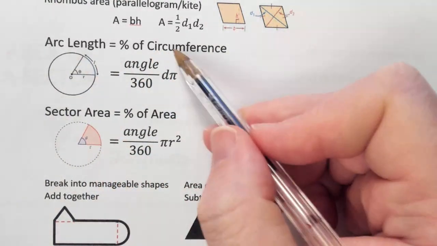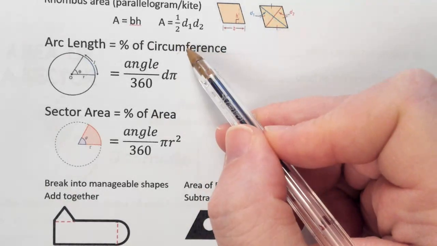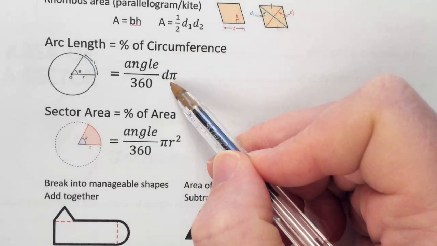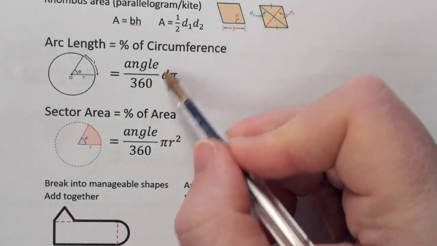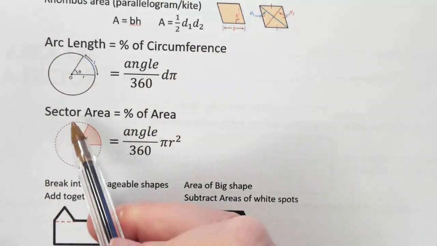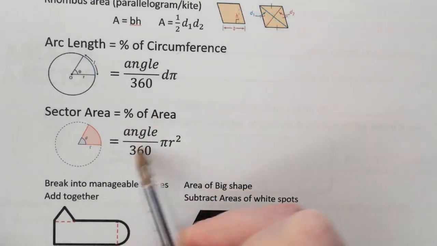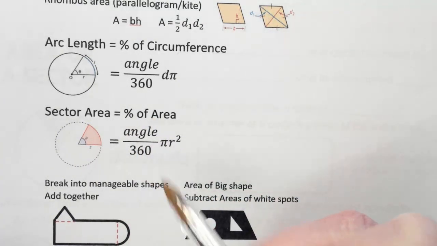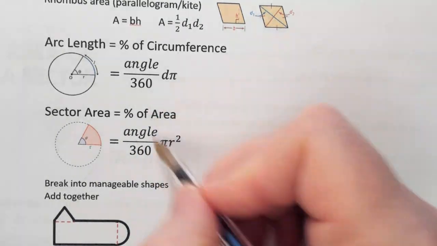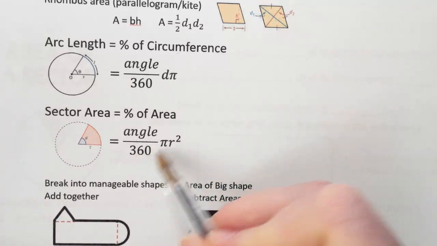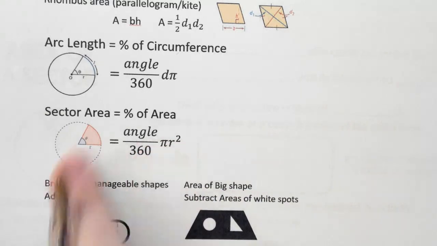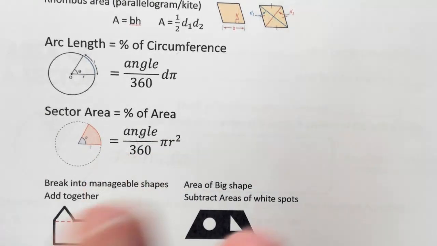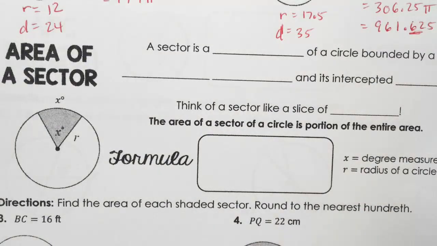Sometimes they will give you the actual circumference, and sometimes they'll only give you radius or diameter, and you just plug it in. Whatever the circumference is, you put that in there. And then sector area, same idea: percentage of the area, angle over 360, and then multiplied by pi r squared, because it's percentage of the area. Remember, page 1 should be next to you at all times to help you out.